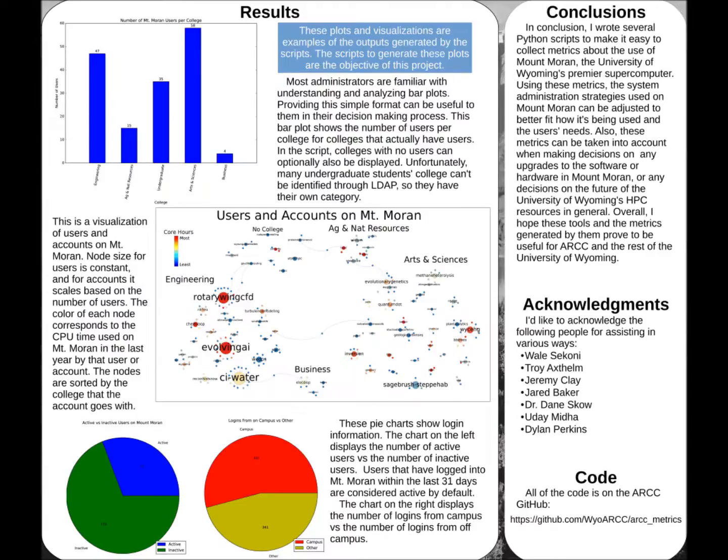In conclusion, I wrote several Python scripts to make it easy to collect metrics about the use of Mount Moran, the University of Wyoming's premier supercomputer, and then displayed them in easily digestible ways. Using these metrics, the system administration strategies used on Mount Moran can be adjusted to better fit how it's being used and the user's needs. Also, those metrics can be taken into account when making any software or hardware upgrades to Mount Moran, or any decisions on the future of the University of Wyoming's HPC resources in general. Overall, I hope these tools and the metrics generated by them prove to be useful for ARC and the rest of the University of Wyoming.